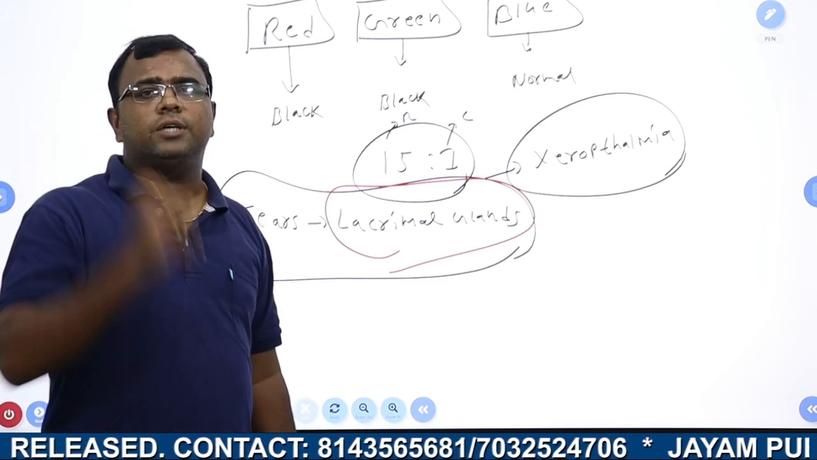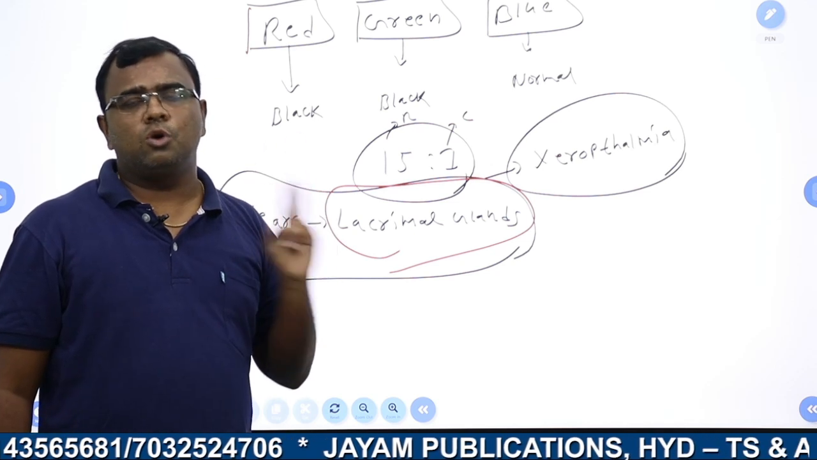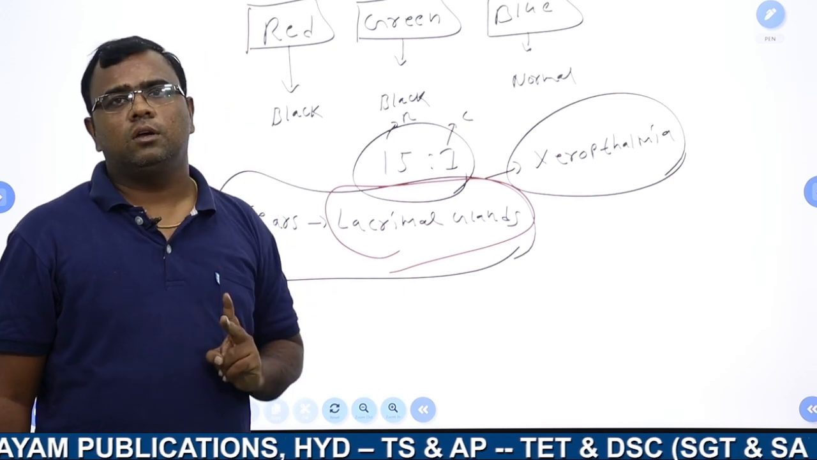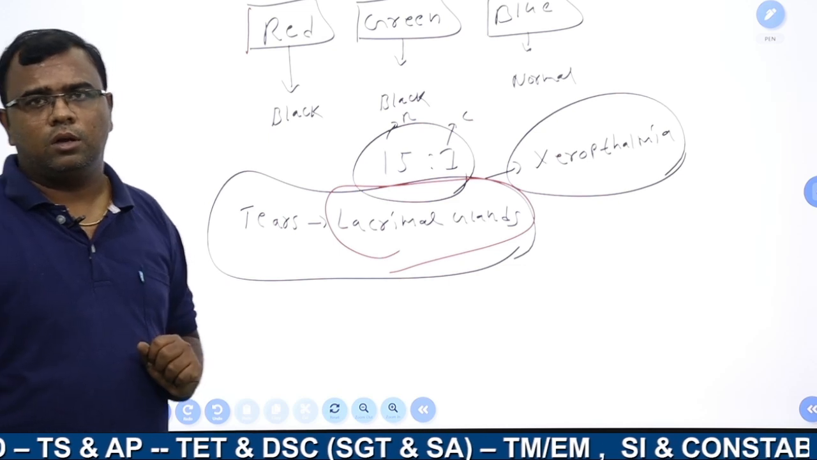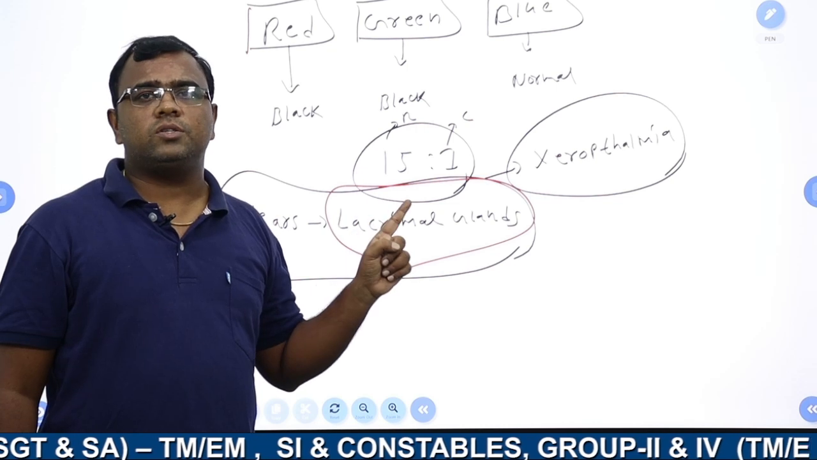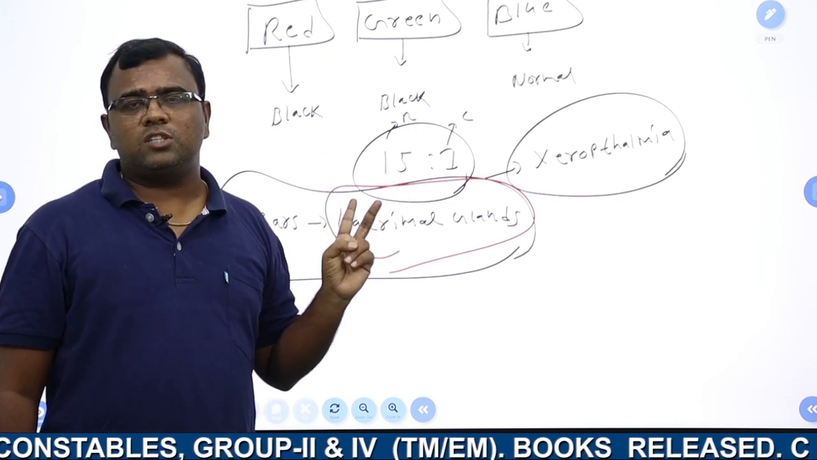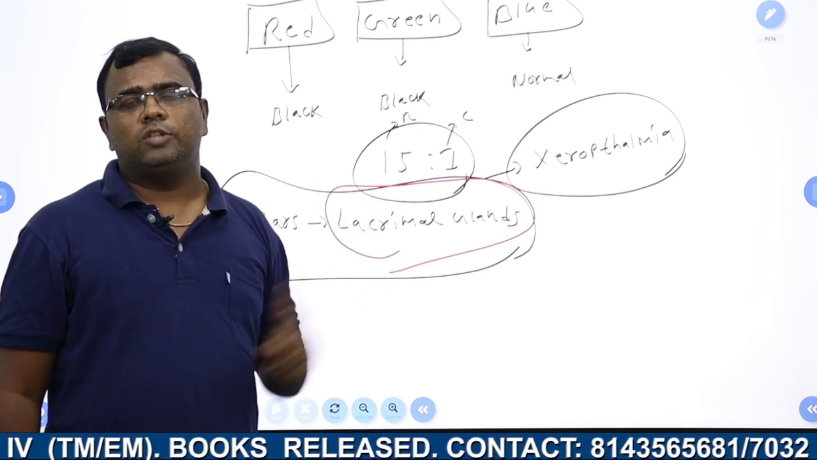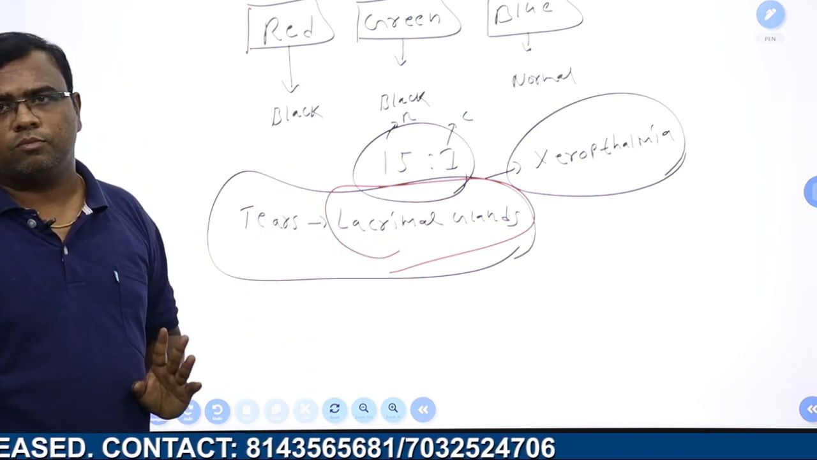Three diseases are important. The first disease is night blindness. The second disease is color blindness. The third disease is xerophthalmia. The deficiency of rhodopsin pigment causes night blindness. The deficiency of iodopsin pigment causes color blindness. The deficiency of lacrimal glands causes xerophthalmia.